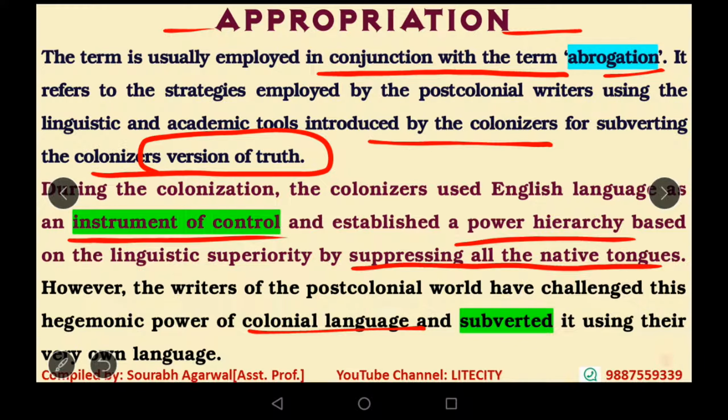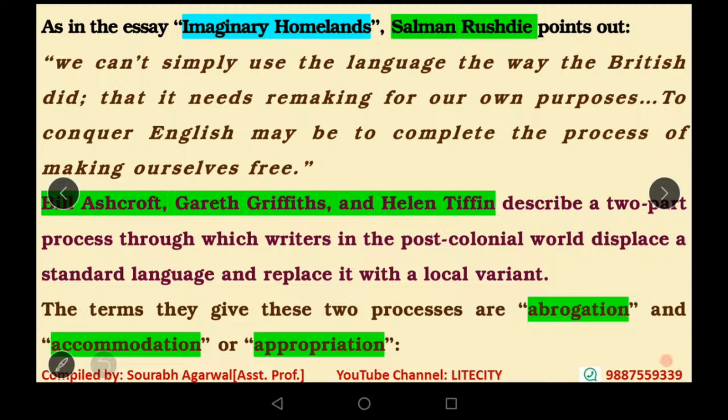First, it was introduced by the colonizer, but later, when they gained political independence or became educated in this language, they used this very English language to pinpoint the flaws, the shortcomings, the, we can say, gaps in the European notions regarding the basic concept of truth or justice or even civilization. Now, in the essay Imaginary Homelands, Salman Rushdie very famously points out, we can't simply use the language the way the British did. It needs remaking for our own purposes. Almost what Raja Rao pointed out in Kanthapura, Salman Rushdie is once again highlighting this aspect: that we need to use the English language, but according to our own making.